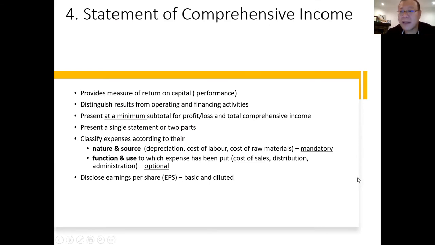Okay. So then let's talk about the income statement. So for IFRS, they require the statement now is the statement of comprehensive income. So it's not just profit loss. There are some other comprehensive income. The statement under the IFRS is statement of comprehensive income. Okay.